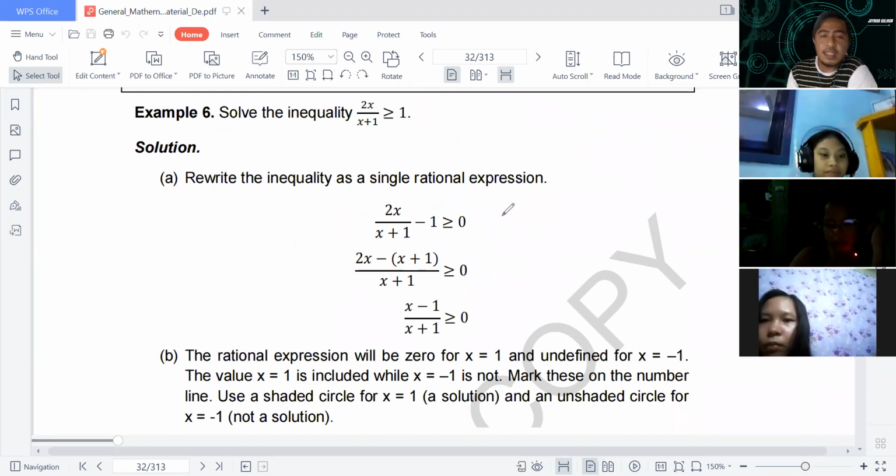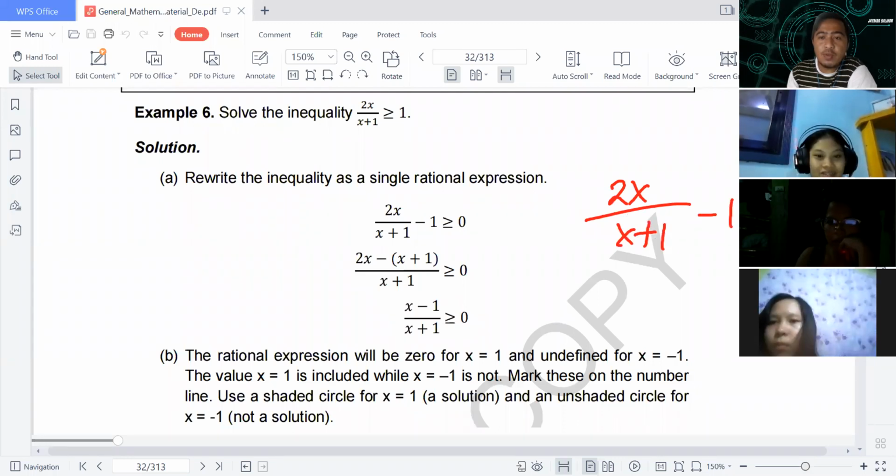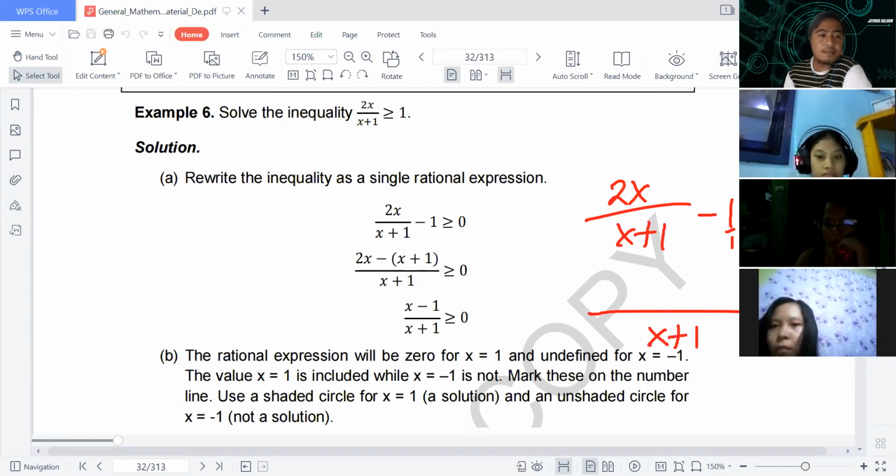Yes, sir. The next thing is, as mentioned a while ago, it should be written into a single fraction, right? So you will combine. If you have 2x over x plus 1 minus 1 greater than or equal to 0, you will be finding the LCD. The denominator here is 1. So obviously the LCD is x plus 1. Agree? Yes, sir. So LCD divided by the first denominator is 1, right?